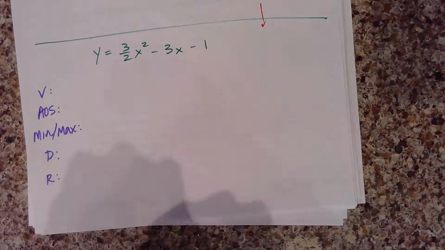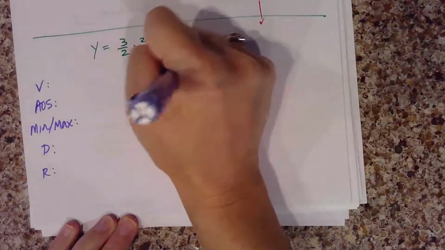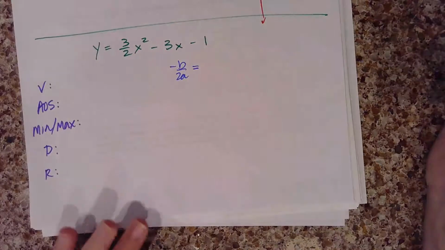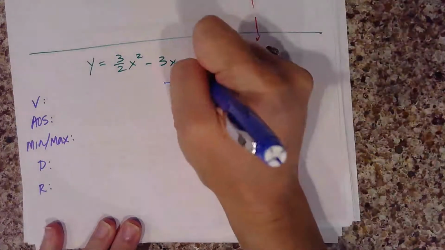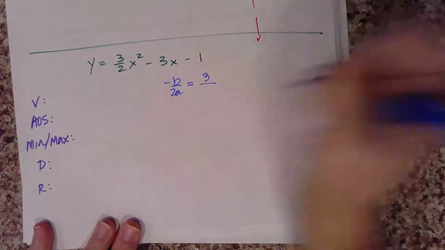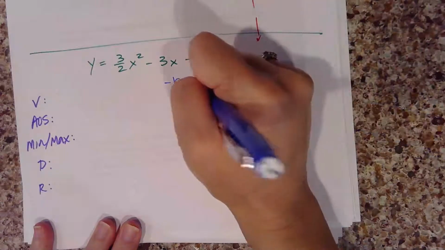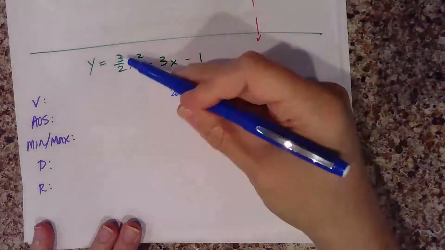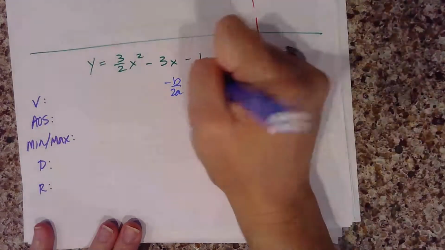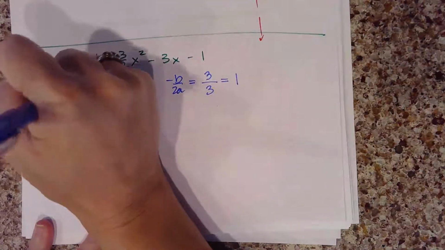So my vertex, you have to use that formula -b over 2a. b is already -3, so -3 would be +3. And 2 times 1.5 is 3. So 2 times 3 over 2 is 3. So I get an x value of my vertex to be 1.